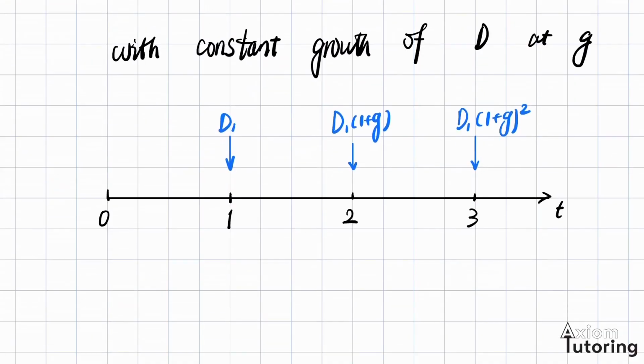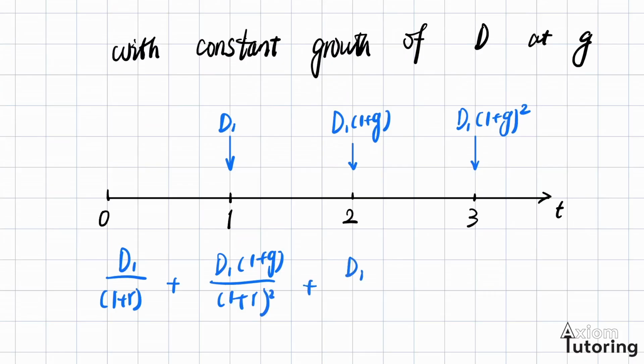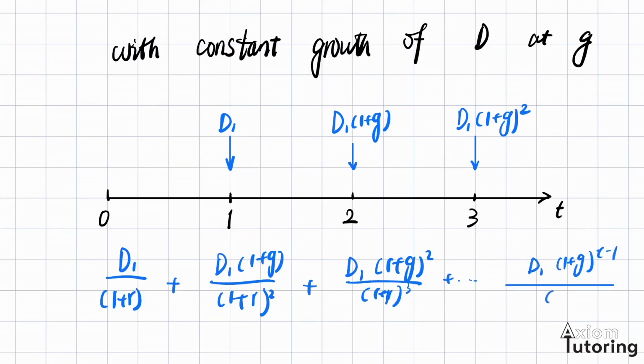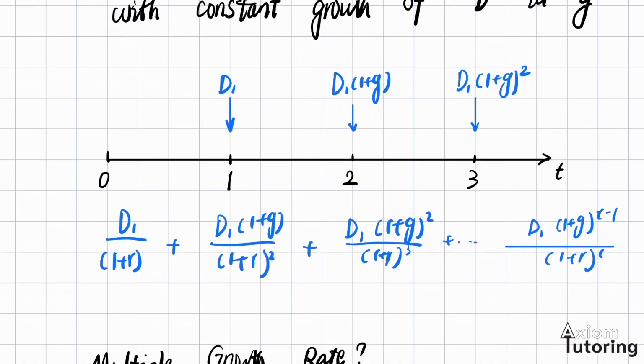We can express that as D1 over 1 plus R, then D1 times 1 plus G over 1 plus R to the power of 2, then D1 times 1 plus G to the power of 2 over 1 plus R to the power of 3, and all the way to D1 times 1 plus G to the power of T minus 1 over 1 plus R to the power of T. This is how we calculate the price, and as we have seen before from the perpetuity with growth, this should be simplified into P0, the current price of the stock, which is simply D1 over R minus G.